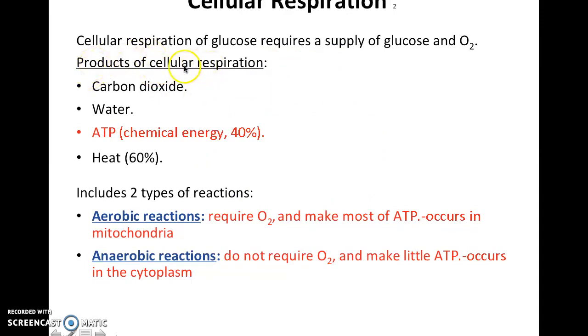Okay, so parts of cellular respiration. Cellular respiration of glucose requires glucose and oxygen. So what did we say to start with? It is the process of taking a 6-carbon glucose molecule, breaking it in half to begin with, and then you're producing energy, using oxygen to continually produce that energy. So products of cellular respiration: carbon dioxide, water, and energy, which is stored in ATP, and you produce heat.